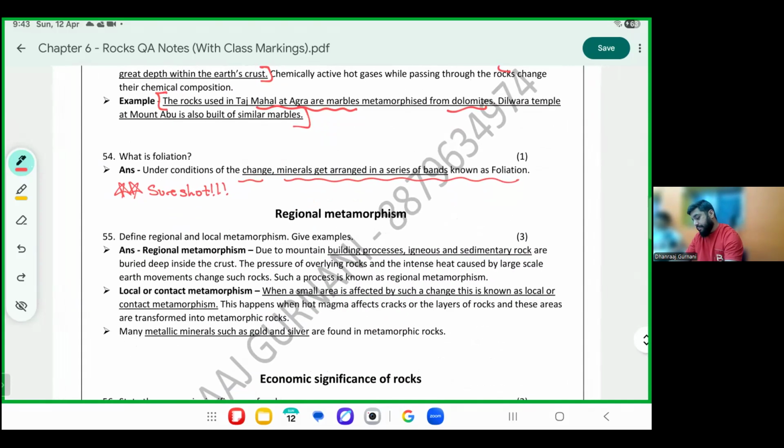Regional metamorphism. Please mark regional is based on this trait.